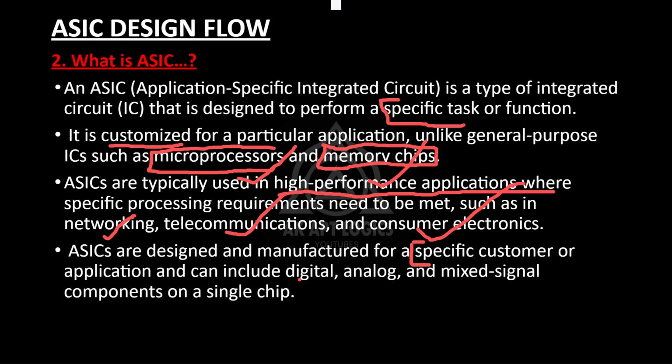In these ASICs we can use digital, analog, and mixed signal components on a single chip. Using ASIC, if we are going to manufacture a chip for a particular task, then we are able to use digital, analog, and mixed signals there.